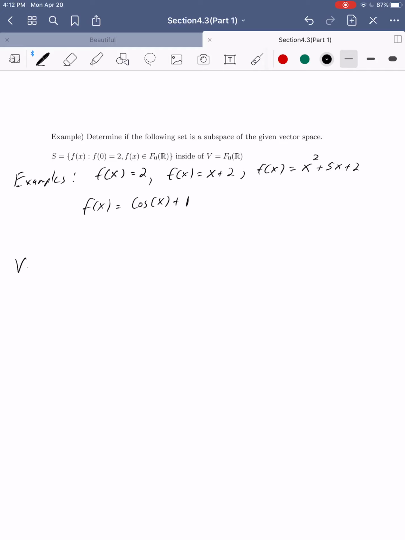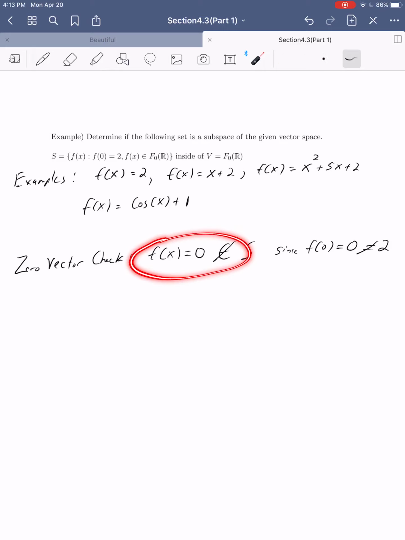Okay, let's do our 0 vector check. Hasn't really yielded anything thus far, but let's go ahead and do it. What is the zero vector that we're looking for? Well, we're working in the functions that are continuous on all real numbers. So f of x equals 0. Is this function in this set? Well, f of x equals 0. You evaluate that at 0, you get 0, which is not 2. So this guy is not an element of S, since f of 0 is 0, not equal to 2. So this 0 function, which acts as the 0 vector, is not inside this space.